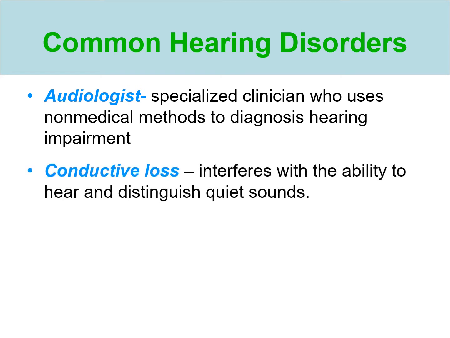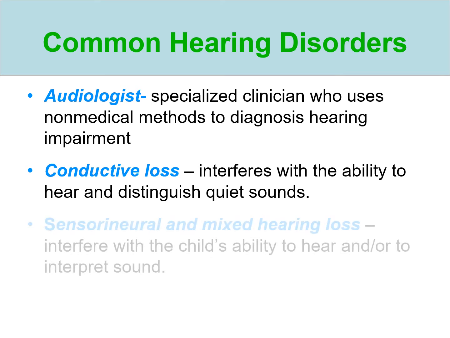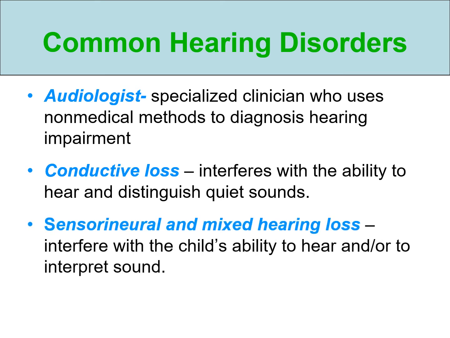Conductive hearing loss interferes with the ability to hear and distinguish quiet sounds, and conductive tends to be something that blocks sound from coming into the ear canal, whereas sensory neural and mixed hearing losses interfere with the child's ability to hear and/or to interpret sounds, and these tend to be focused more on the internal functions of the ear.